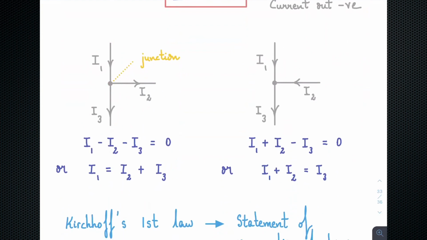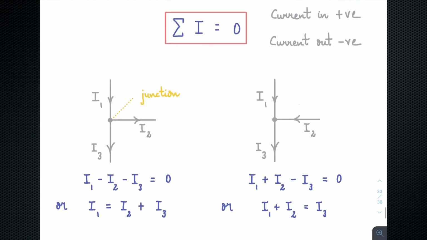So we get a positive I1, a negative I2, and a negative I3. So sigma I equals 0. So the summation of currents is 0, which gives us I1 minus I2 minus I3 is 0, or simply I1 is equal to I2 plus I3. So the current entering the junction is equal to the total current leaving the junction.